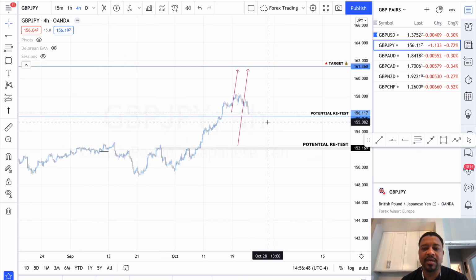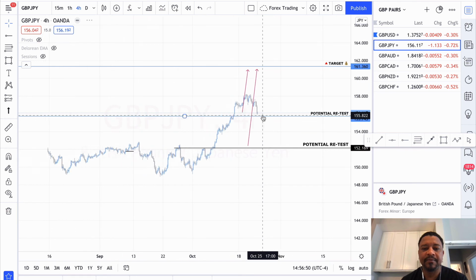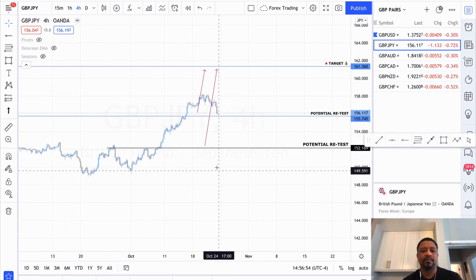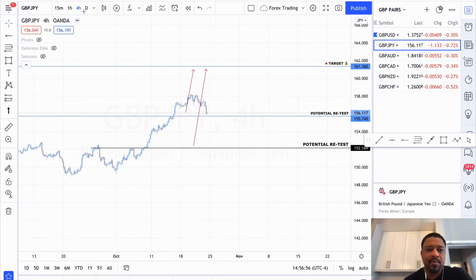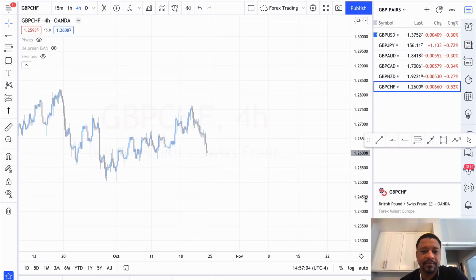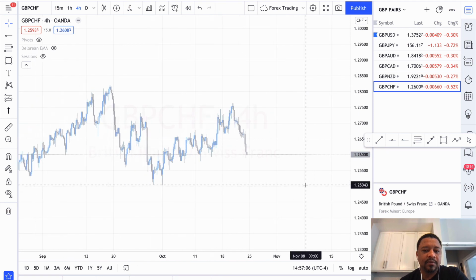GBP JPY, same thing. As you can see, my markups are 4 hours. I don't do short-term trading anymore because I don't like to sit and babysit charts. I have other things to do.